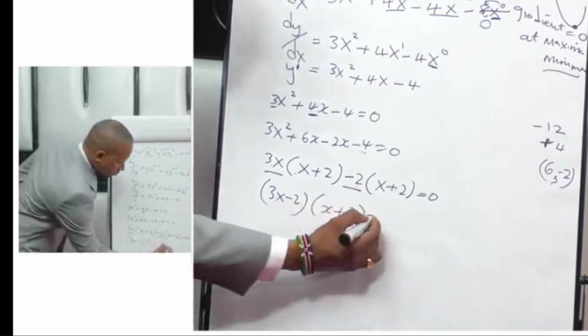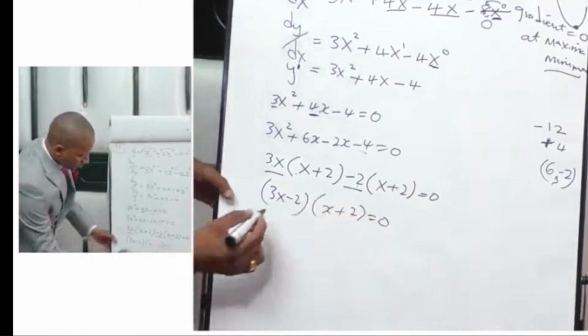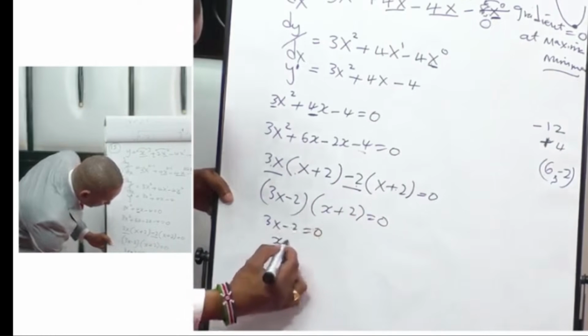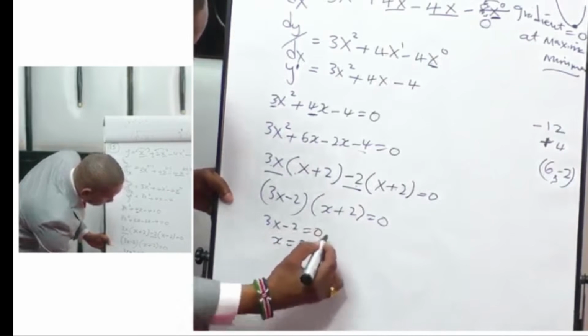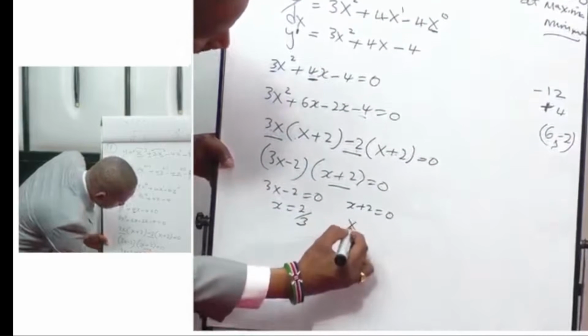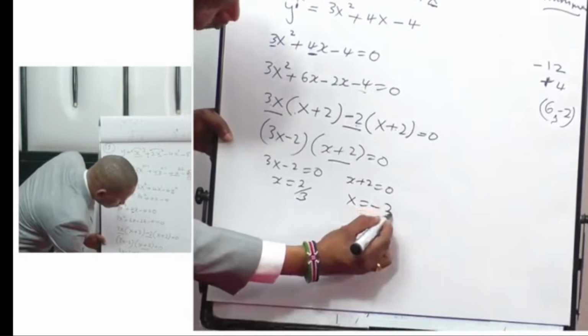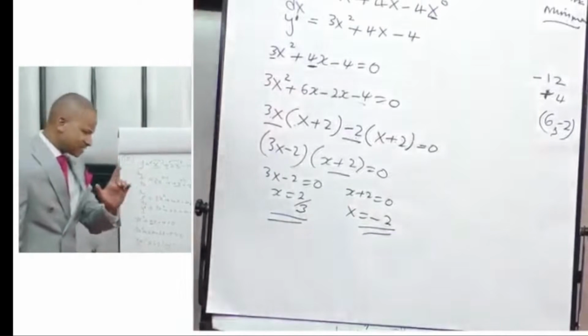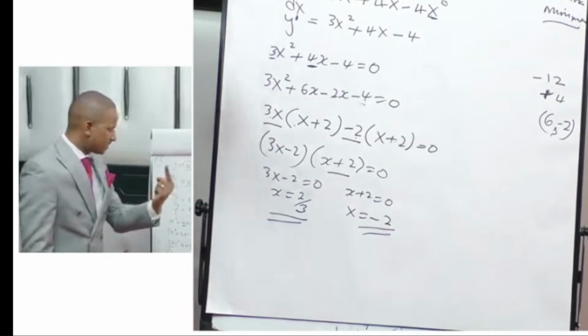So you equate to 0. So 3x minus 2 equals 0, x equals 2 over 3. Here x plus 2 equals 0, x equals minus 2. Remember, they want the x coordinate. They want one x value.